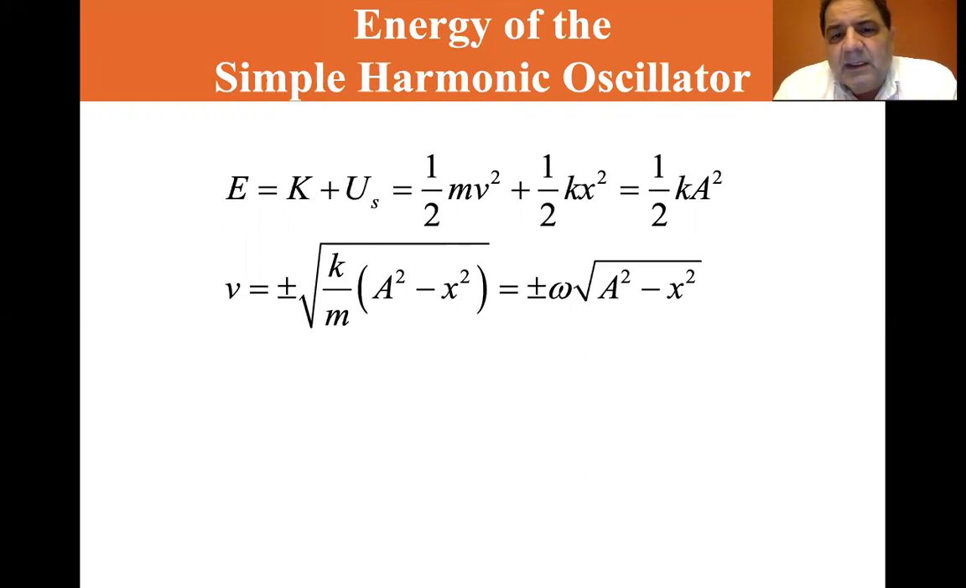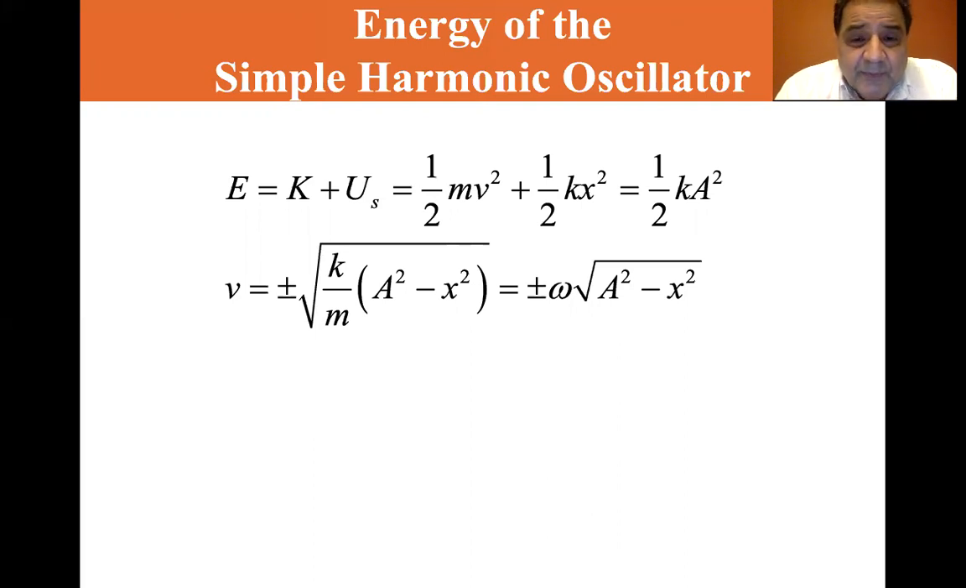We have 1/2 mv squared equals 1/2 k A squared minus 1/2 kx squared. So we can take the 1/2 off of everything, and we divide both sides by m. We end up with v squared equals k divided by m times (A squared minus x squared).